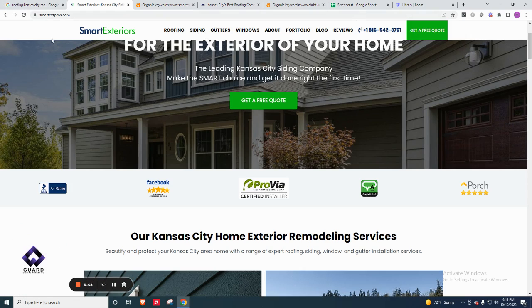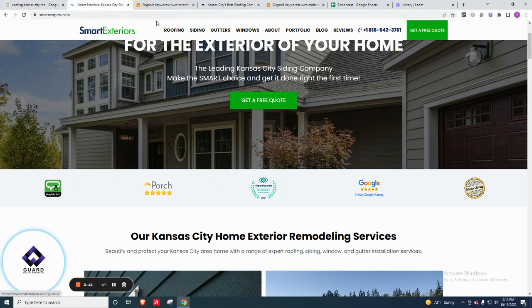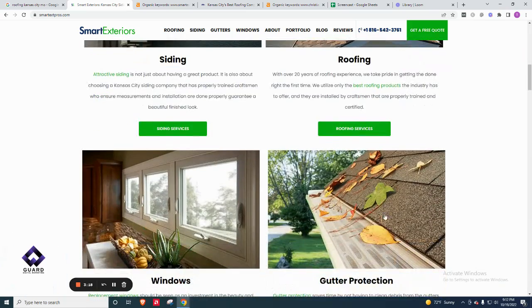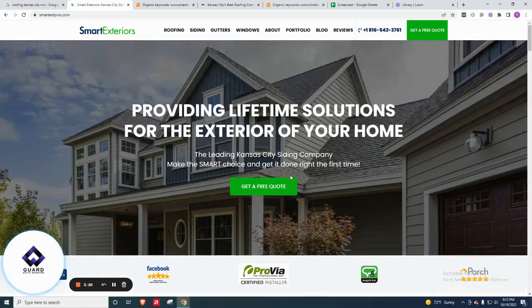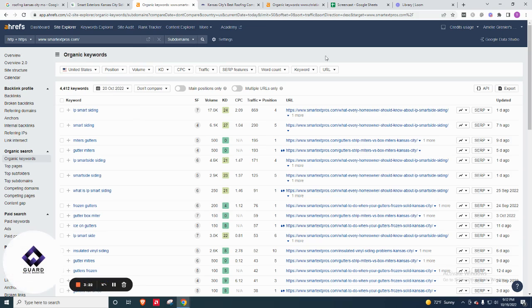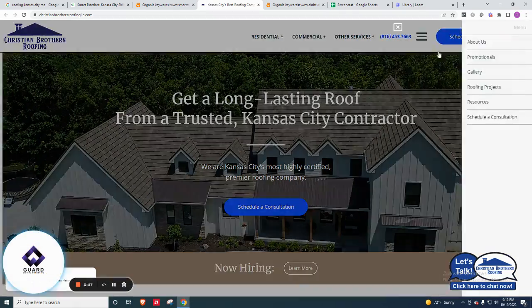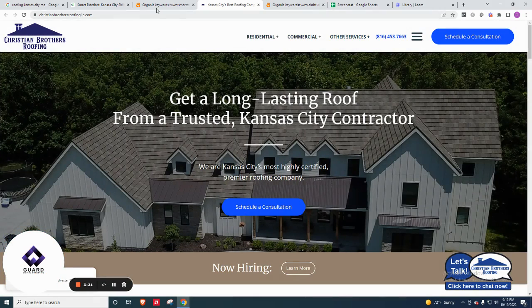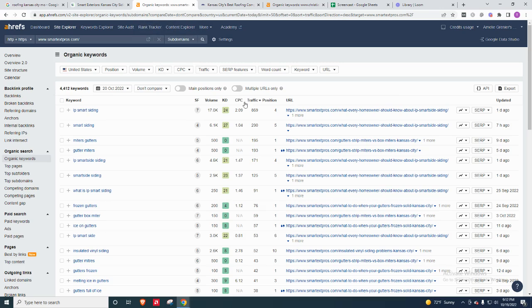Or siding companies Kansas City Mo. So on and so forth with all the services that you guys provide in the areas that you're in. So that's the first thing that I would always do. If you're not within that sweet spot, get within that sweet spot when it comes to the homepage. Okay. Now, I noticed you guys have a blog, of course, on the website, and so does Christian Brothers. Okay. So I kept that in mind when picking out a competitor to compare you guys to.